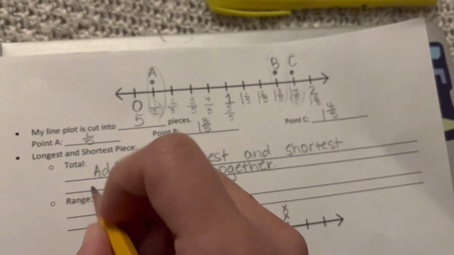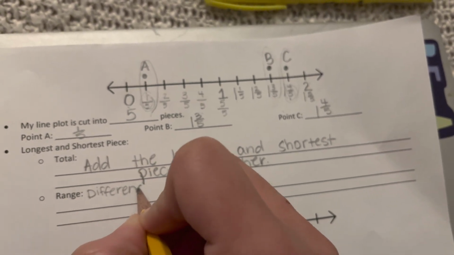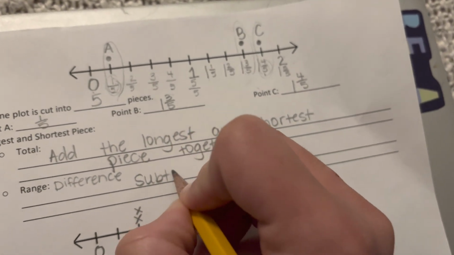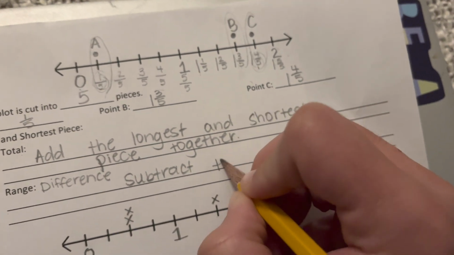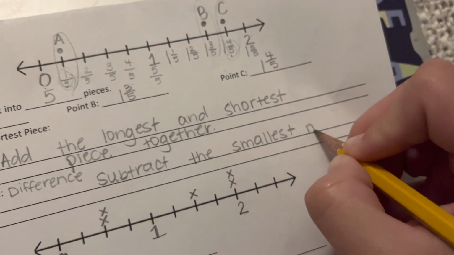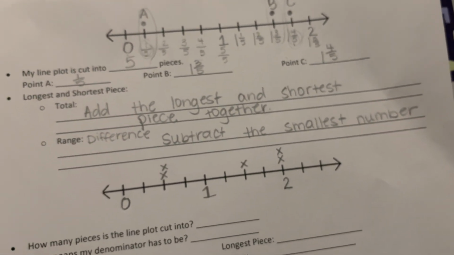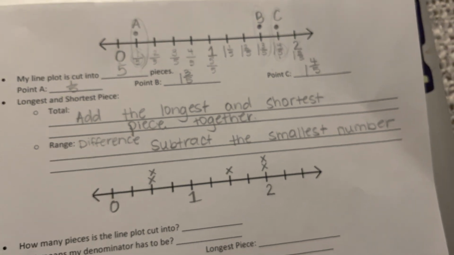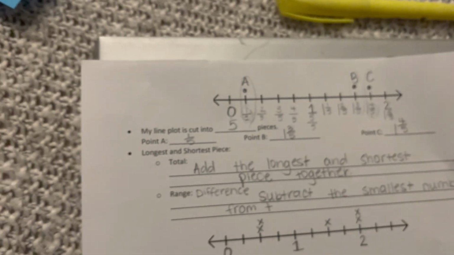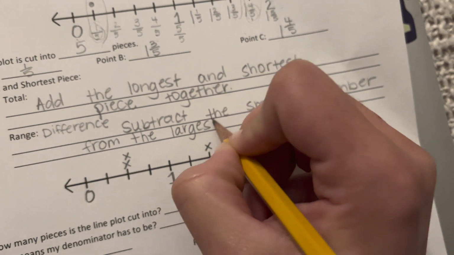Range is a fancy word that means the difference. If they're asking us for the range of the data set, we are simply going to subtract the smallest number from the largest number. And it's not just the smallest number on the line plot. It's the smallest number that actually has data there. So subtract the smallest number from the largest number. Now, we have 1, 2, 3, 4 other line plots on this paper.